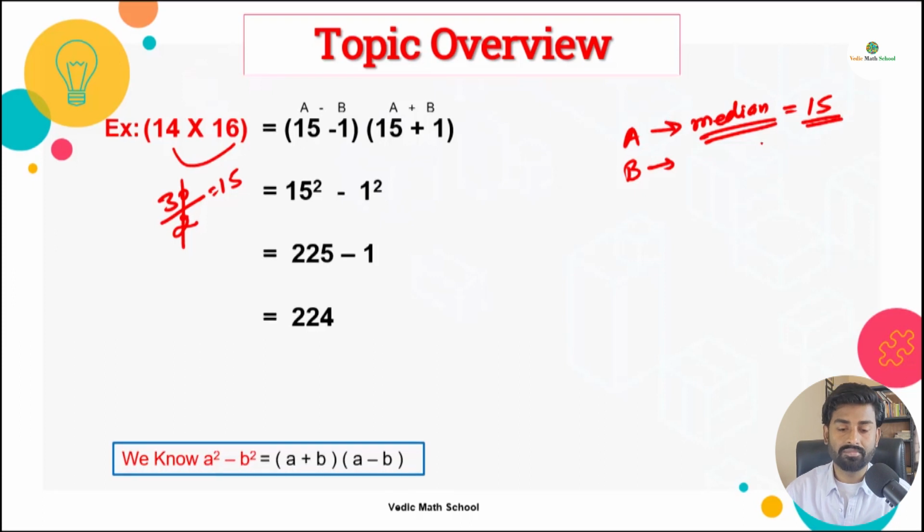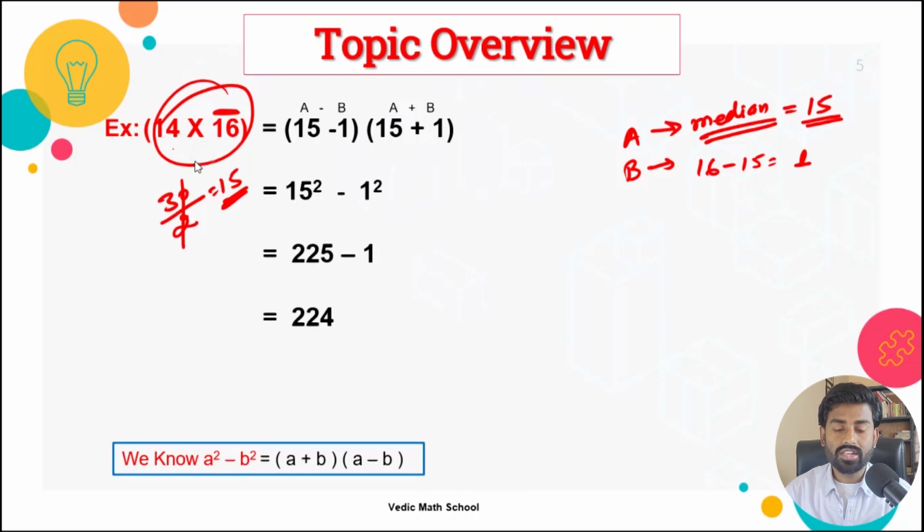15 is your median. Now what will you get as b? So b is the difference between the median and the bigger number. What is the bigger number in these two numbers? 16 is the bigger number, and subtract your median, 15, from it. So I'm going to do 16 minus 15, that is 1. Now we have a and we have b. We are going to use this a and b and try to configure this multiplication to get the solution of a square minus b square.